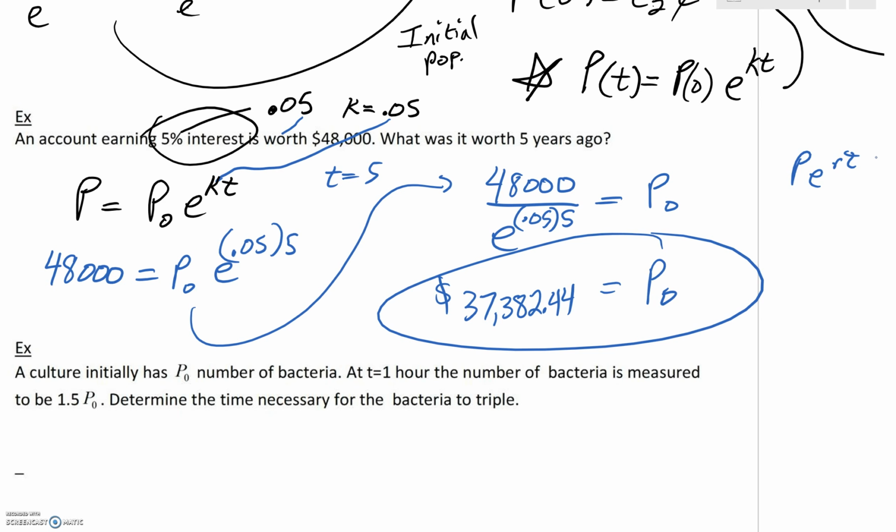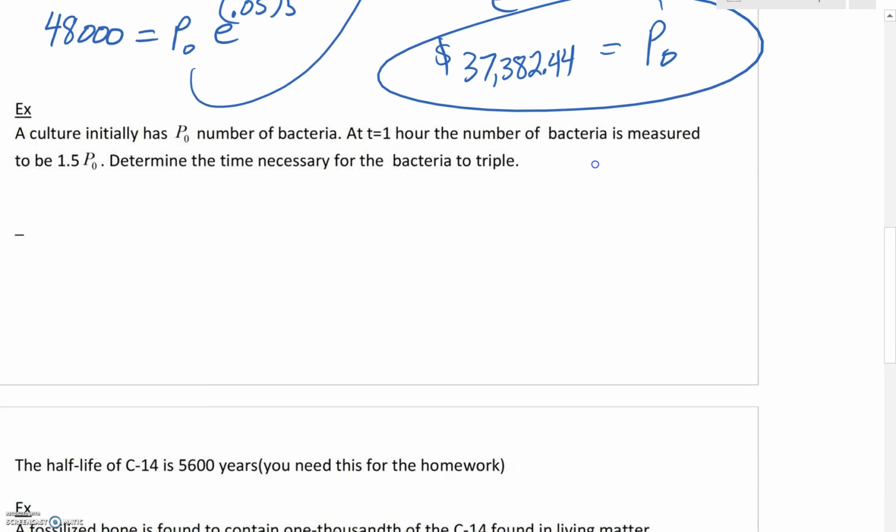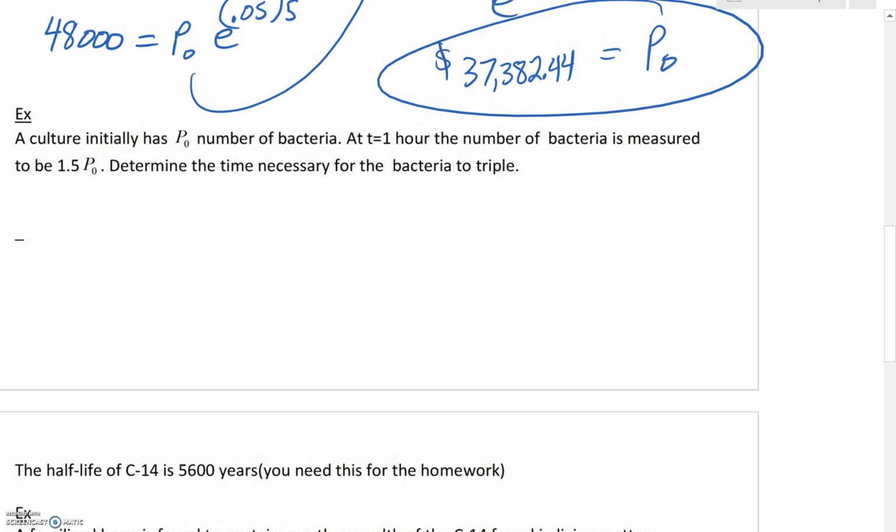All right, so let's real quickly take a look at this next problem. It says a culture initially has P sub 0 bacteria. Wow, we don't know the specific number. And at t equals 1 hour, the number of bacteria is measured to be 1.5 P sub 0. Determine the time necessary for the bacteria to triple. And you think, well, wow, how could I do that?